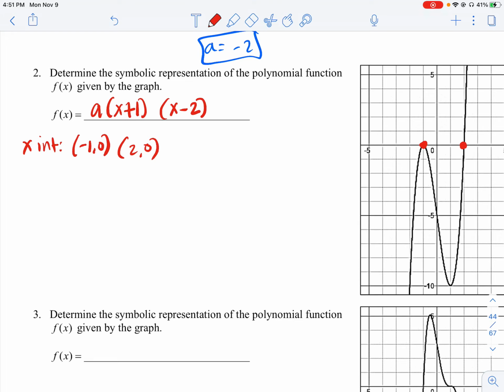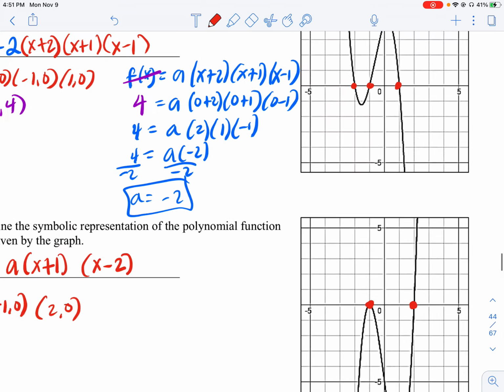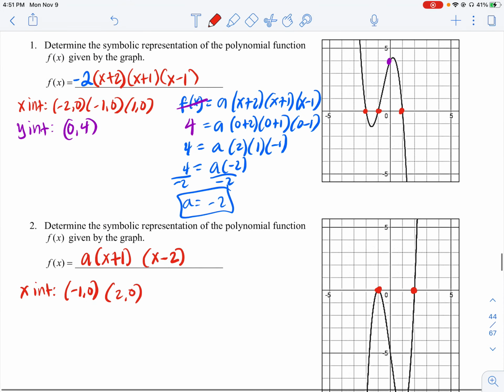Okay, but this one has a twist to it. Before I find the value of a, I think something is different in this graph. So let me compare these two graphs right here. You notice this one is coming down here, and when it hits the point, it went up. When it hits the next x-intercept, it went down. When it hits the next x-intercept, it went up.